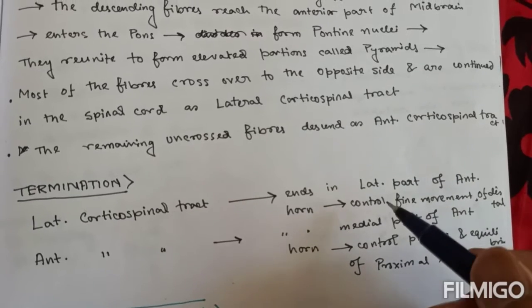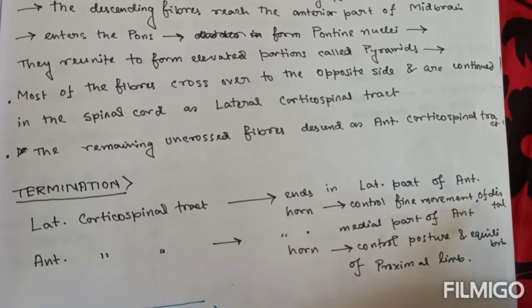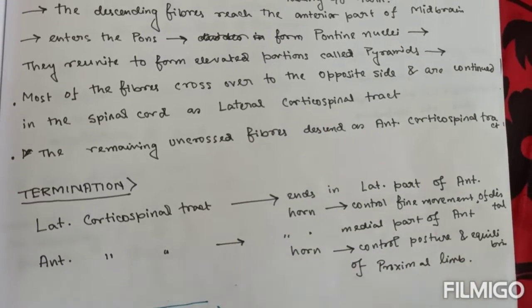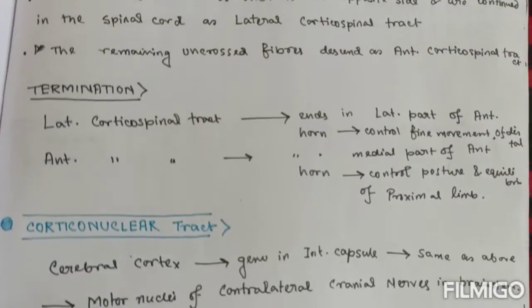And the function is that the lateral corticospinal tract mainly controls the movements of the distal limbs, and the anterior corticospinal tract mainly controls the posture and equilibrium of the proximal limb.